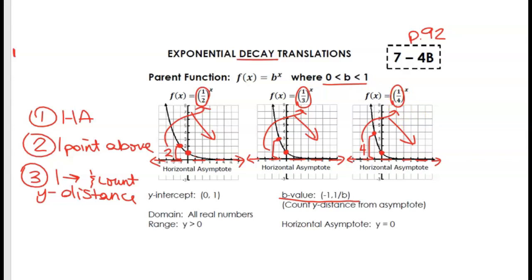My domain is still all real numbers. My range is still all the y values that are greater than 0 if it hasn't been shifted up or down, but the horizontal asymptote in general if it has been shifted up or down. So let's try some problems.